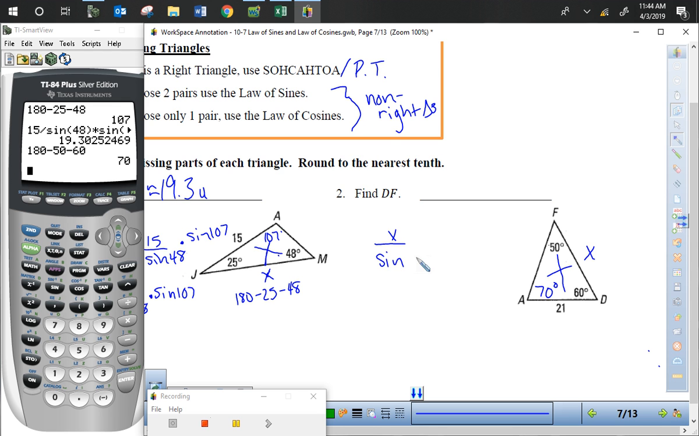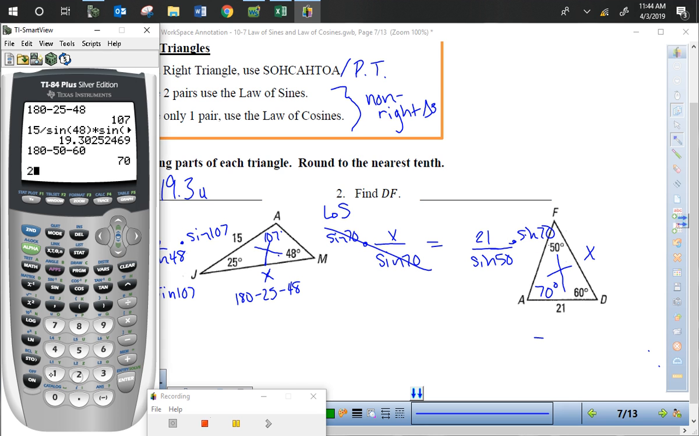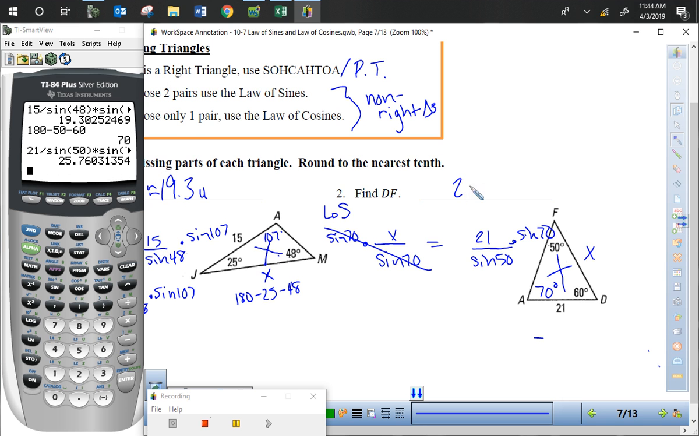Since our X is a side, we're putting sides on top. We've got sine 70. On the other side, we've got 21 on top over sine 50. We have 2 pairs, so it's law of sines, just like the last one. Now we just multiply by the denominator, sine 70 on both sides. Over here they cancel, so we just have to type in 21 divided by our sine 50 times our sine 70 for 25.8 as an answer. Again, if you want to tack on units so you don't forget about labels that really matter, you're welcome to do that.